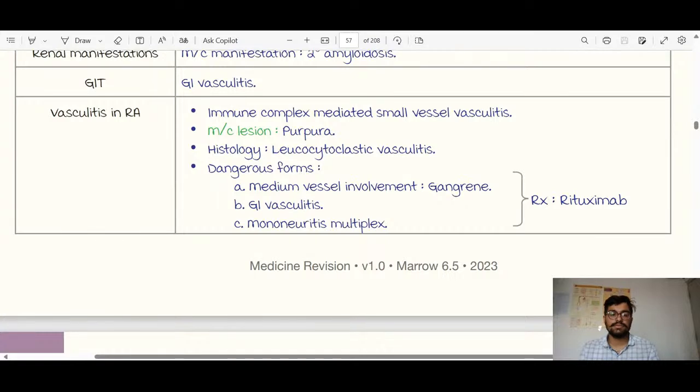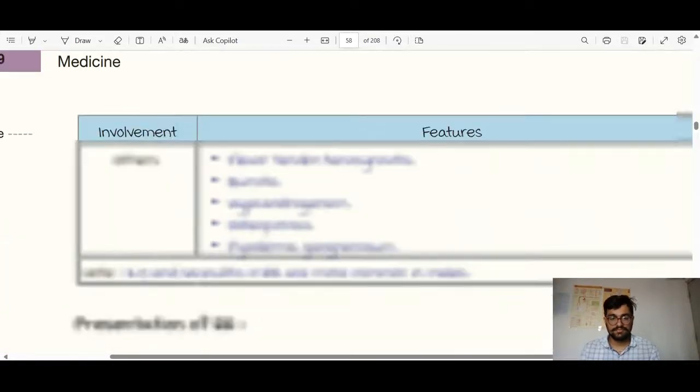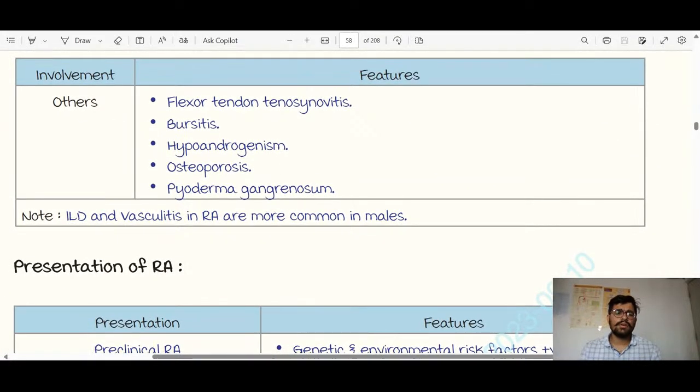As you know, vasculitis is another type of disease. Now, what are the other manifestations that take place in rheumatology? Other manifestations are flexor tenosynovitis, bursitis, hypoaldosteronism, osteoporosis, pyoderma gangrenosum. These others are secondary, but we have to note that interstitial lung disease and vasculitis in RA are more common in males.